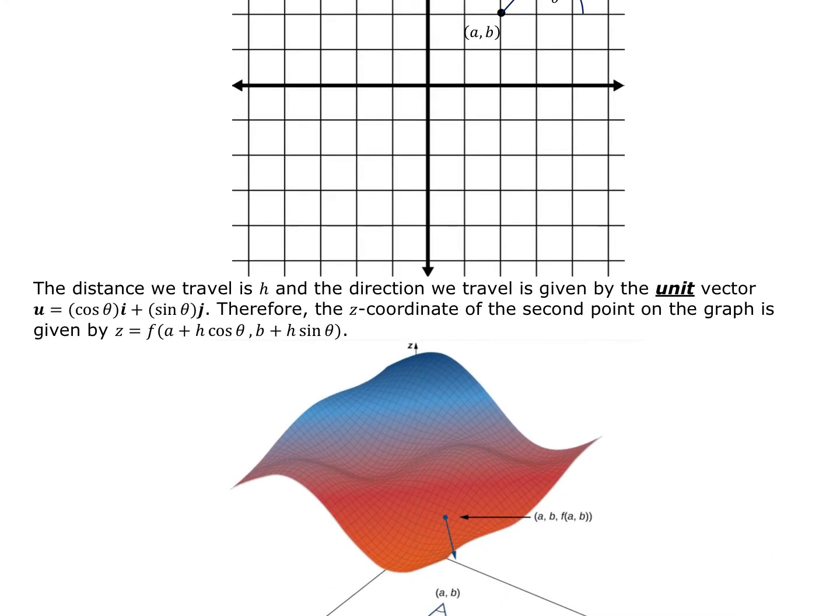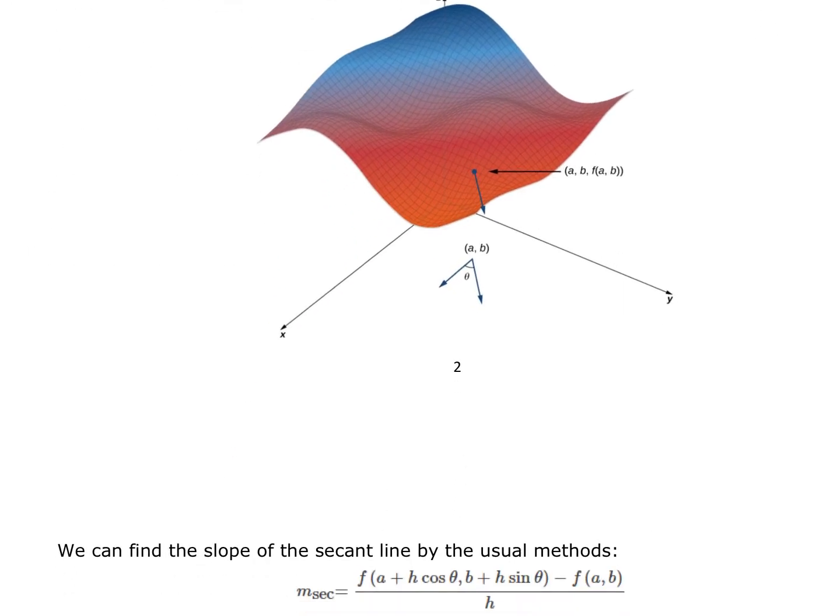So that means that the distance we are traveling, h, in the direction of the unit vector can be given by the cosine of the angle and the sine of the angle in the i and the j direction. Therefore, the z-coordinate up here in space of the second point on the graph is given by z equal to f of (a plus h cosine theta, b plus h sine theta), a small increment of h. And of course, what's happening is we're going to be doing the limit.